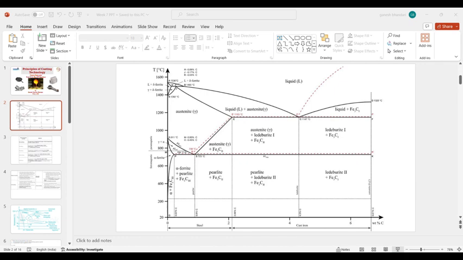spheroidized annealing. We have already talked about the spheroidizing process. This type of annealing we generally provide for cast iron to produce spheroidal graphite cast iron. So that is spheroidized annealing. Then coming to the last one, process annealing.